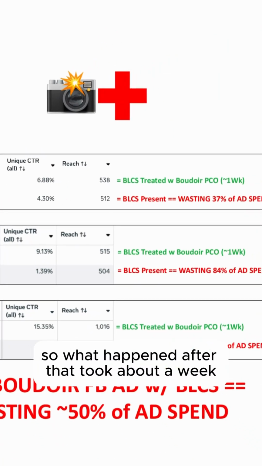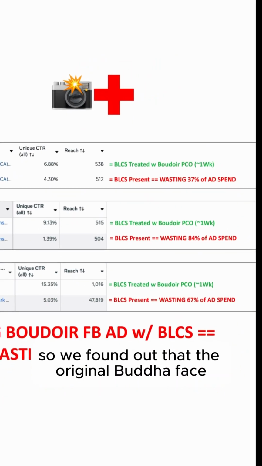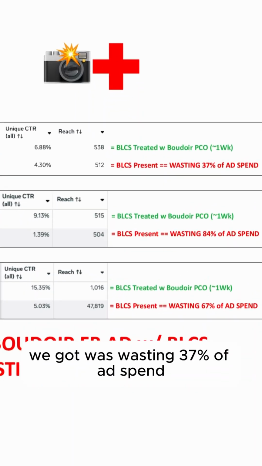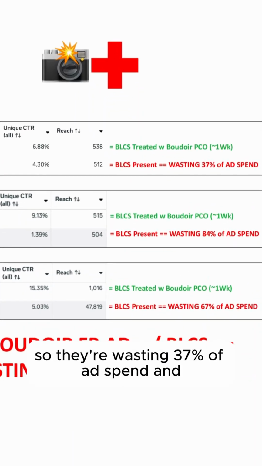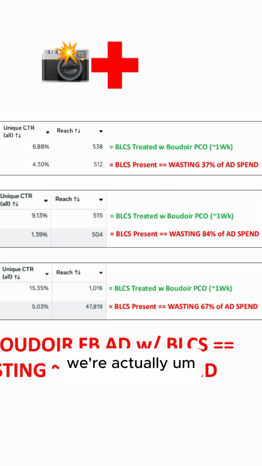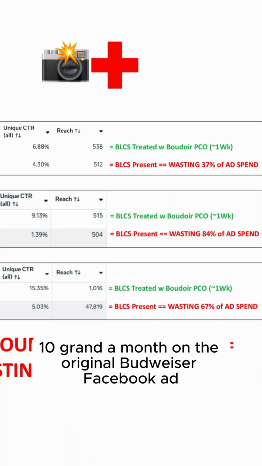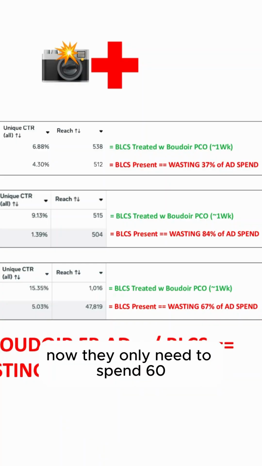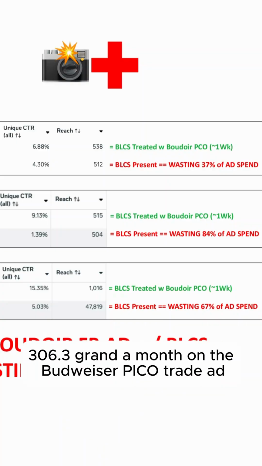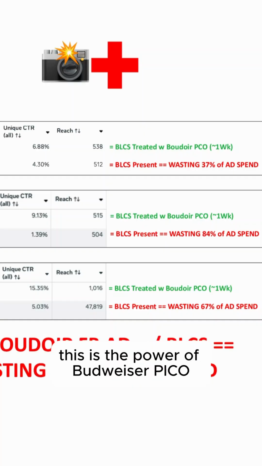So what happened after that? Took about a week. We got the unique CTR up to 6.88%. So we found out the original Boudoir Facebook ad was wasting 37% of ad spend. If they're spending 10 grand a month on the original Boudoir Facebook ad, now they only need to spend 6.3 grand a month on the Boudoir Pico treated ad in order to get into the same number of women's brains. This is the power of Boudoir Pico.